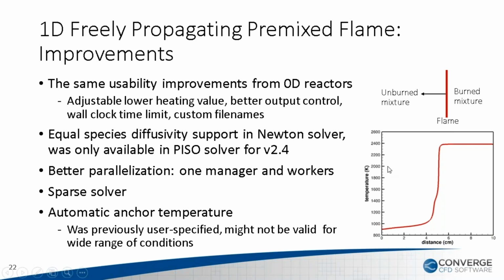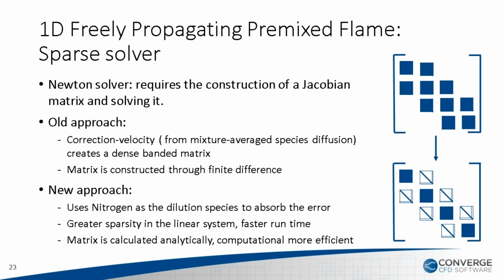if he or she is generating the laminar flamespeed table. Again, I'm showing here the 1D premix solution. The temperature is a function of space. So the sparse solver is only available, and only needed, by Newton, because in the Newton solver we need to construct a Jacobian matrix and solve it. That's how the Newton solver works.